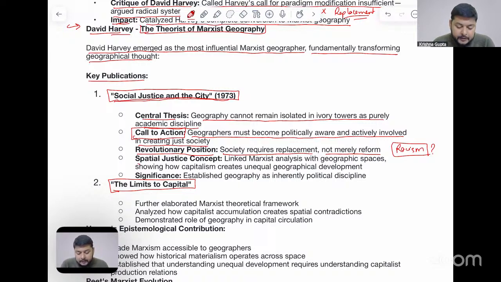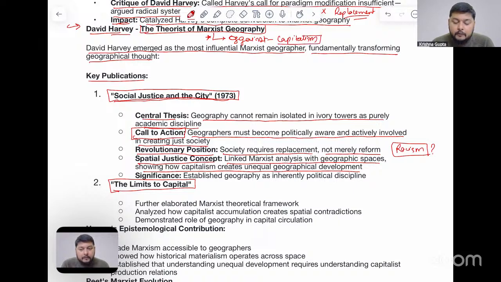Then the spatial justice concept was seen here. He linked Marxist analysis with geographical spaces, showing how capitalism creates unequal geographical development. अब यहाँ पे we will say that radicalism and Marxism, particularly Marxism, was against capitalism.